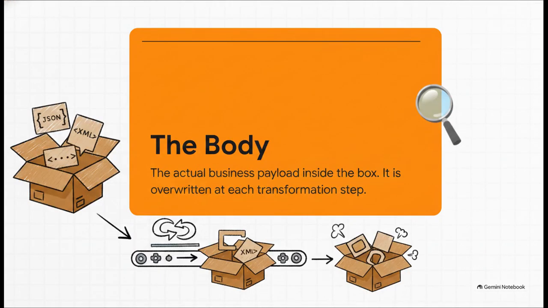Inside that bundle, we have the body. This is the actual business payload sitting inside the cardboard box, so the JSON order from the web shop or the XML invoice. The absolute most important rule to remember here is that the body takes up a single slot. If your conveyor belt runs the box through a translation station, the old contents are thrown out and totally replaced with the new ones. It is constantly being overwritten at each transformation step as it moves down the line.